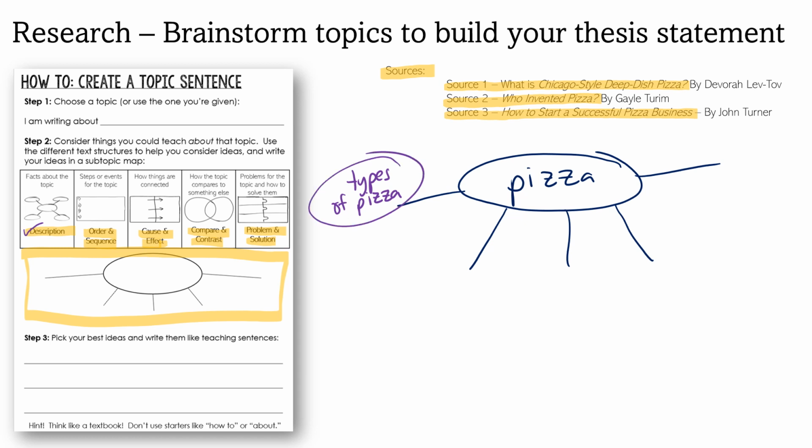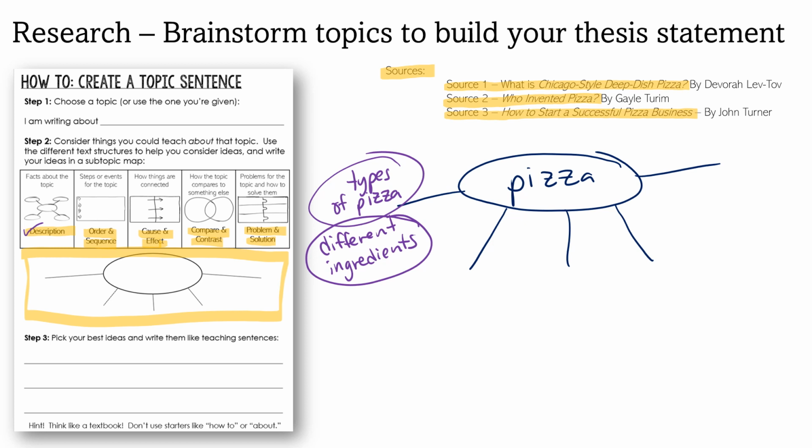Another thing that I could teach about are different ingredients. Like there are some ingredients that are just for sauces, and there are different types of cheeses. There's all kinds of stuff. So those would be like description paragraphs I could write.